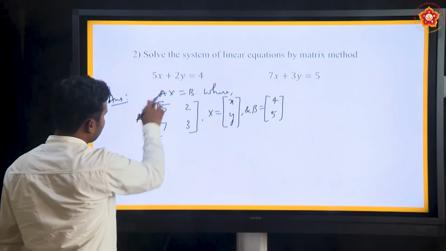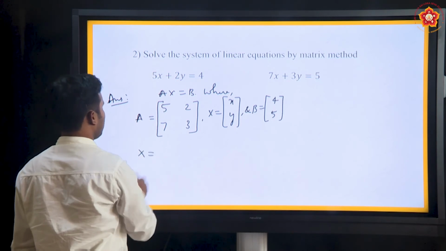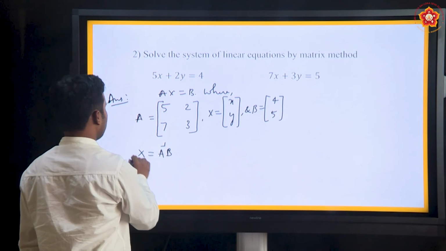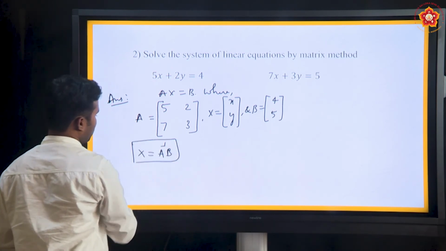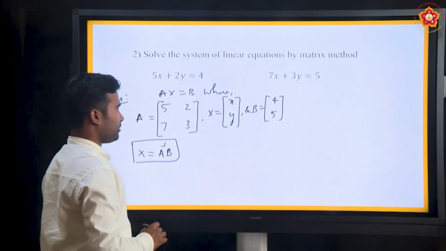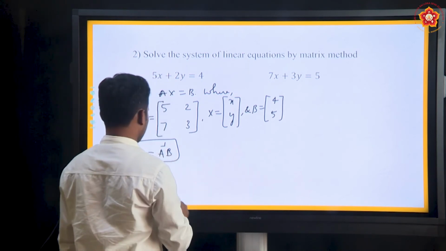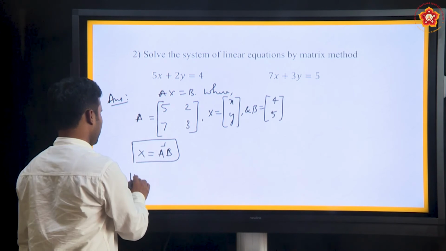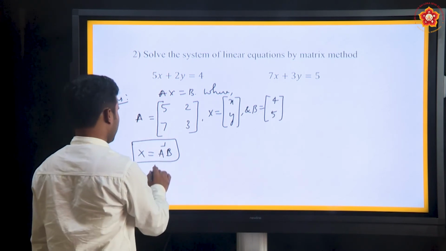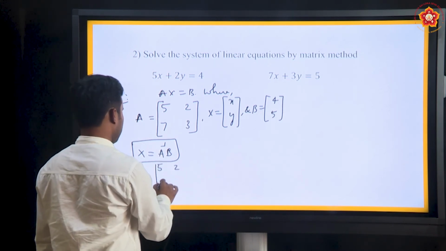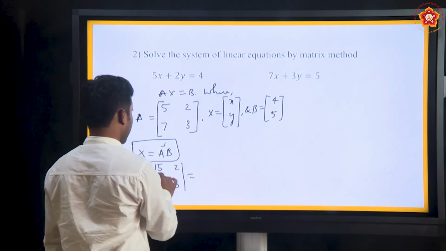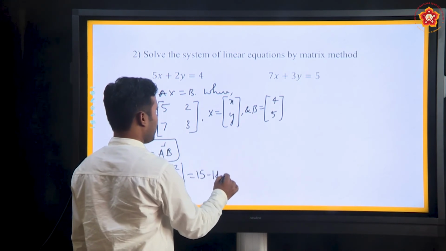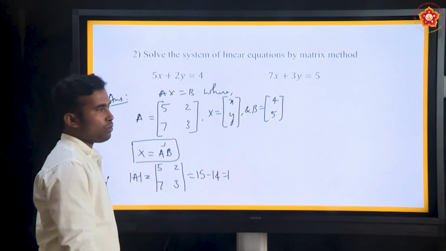So, I can write this equation as, you know that we have written X is equal to A inverse into B. So, remember this. That gives the solution of a system of equations. With this, we have to find A inverse first. What is the determinant of A? Determinant of A is the determinant of 5, 2, 7, 3, which is equal to 5 times 3 is 15 minus 2 times 7 is 14. The value of the determinant A is 1.